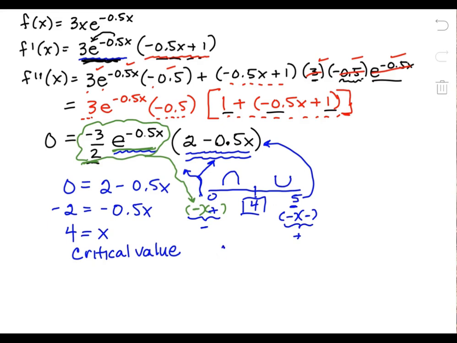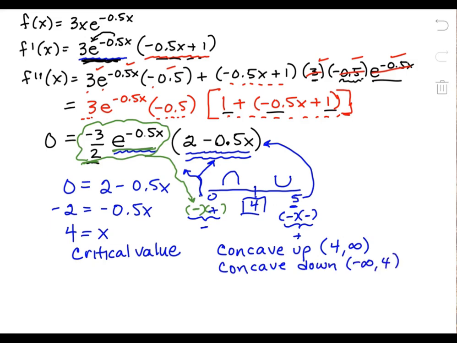So we can claim now that my function is concave up from 4 to infinity, and it is concave down from -infinity to 4. And because the concavity is different on either side of that 4, we know that 4 is an inflection point. And if we need to find the y value, we can plug that 4 back into the original function.